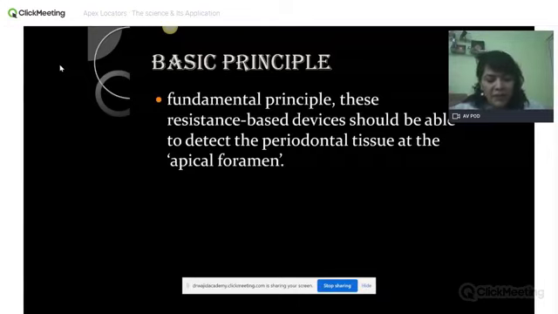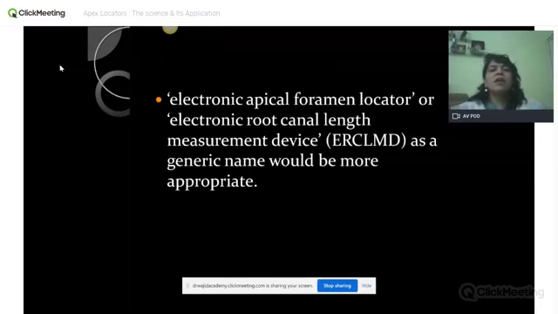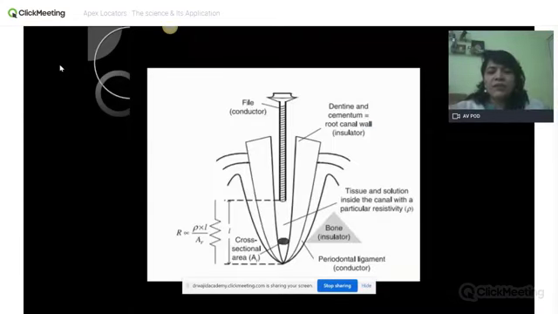Okay? So what happens is when the file which has been attached to the Apex Locator, which is a good conductor, comes in contact with the periodontal tissue, when it loses contact with the dentinal structure of the tooth, the circuit is complete, and that is how your Apex Locator detects the working length. And hence the terminology.